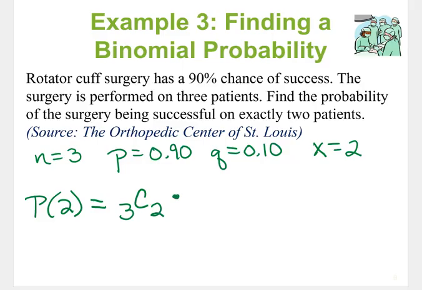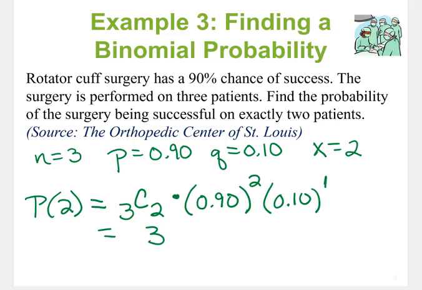And then we're going to multiply that by 0.90 raised to the 2nd power because I want 2 successes. And then my 0.10, which is my failures, there will be 1 failure. Obviously, if we have 2 successes out of 3, then there would be 1 failure. All right, so that 3 choose 2 turns out to be 3. So then I would just take the rest of this and just plug it in my calculator.